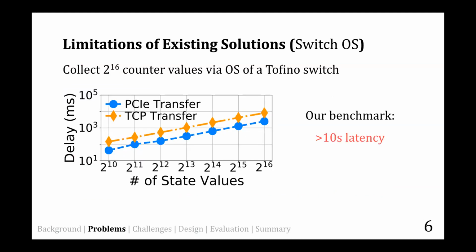We conduct a benchmark experiment to measure the latency of switch OS. We use a Barefoot Tofino switch and deploy an array with 2^16 counters. We collect these counters via switch OS. We observe that the switch OS spends several seconds to complete the state synchronization, which is unacceptable for most applications.